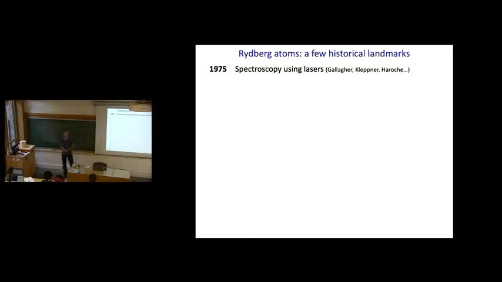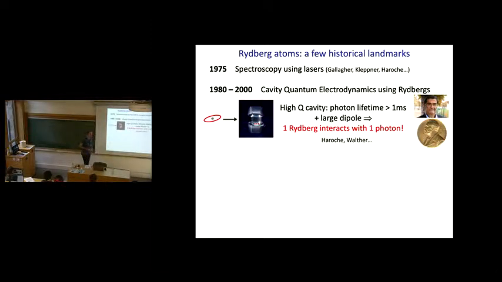Just a few words about history. Rydberg atoms were introduced in the late 19th century, and as soon as people had lasers, they started to do precision spectroscopy with them to test some fundamental constants, essentially. And there was a very important work that you probably all know, which was the work done on cavity quantum electrodynamics using Rydberg atoms. So what is it about?